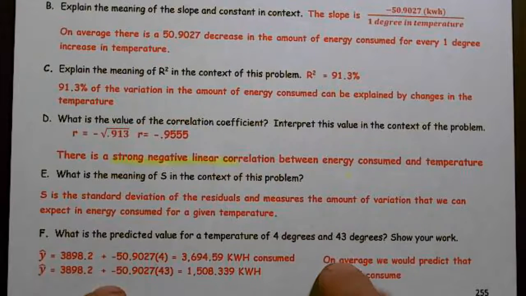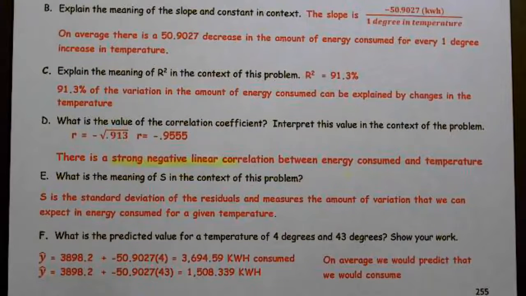And I'd like you to say, on average, we would predict that we would consume 3,694.6 kilowatt hours if the temperature was 4 degrees. And for the other one, on average, we do predict that we would consume 1,508.3 kilowatt hours if the temperature were 43 degrees. Okay. This concludes the computer printouts. Real important that you know how to do everything.